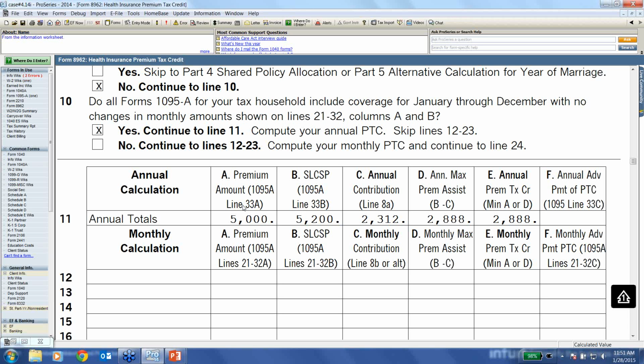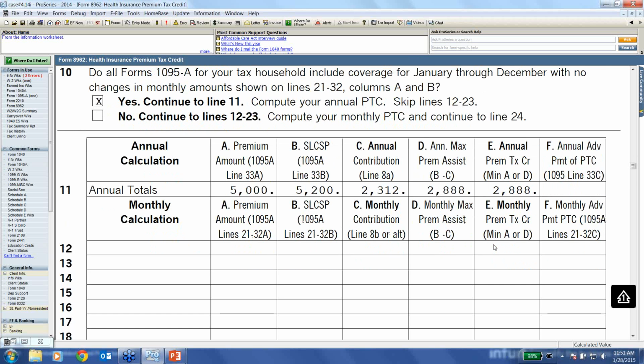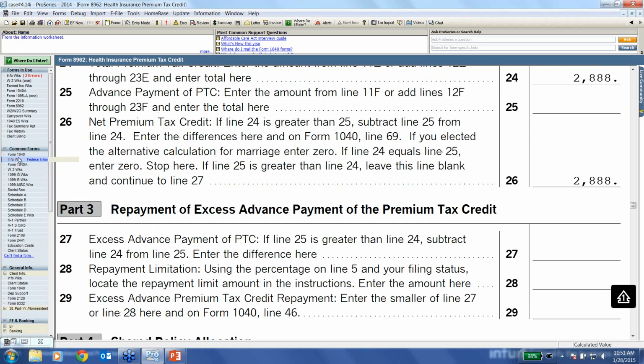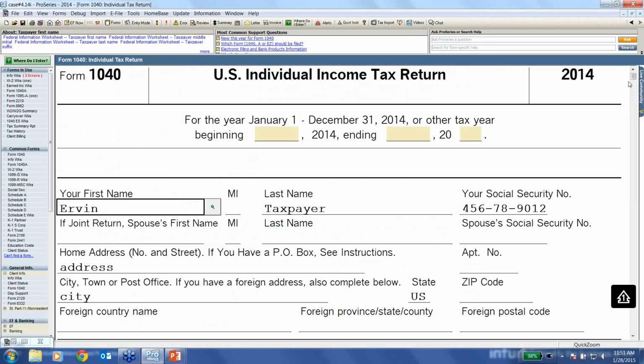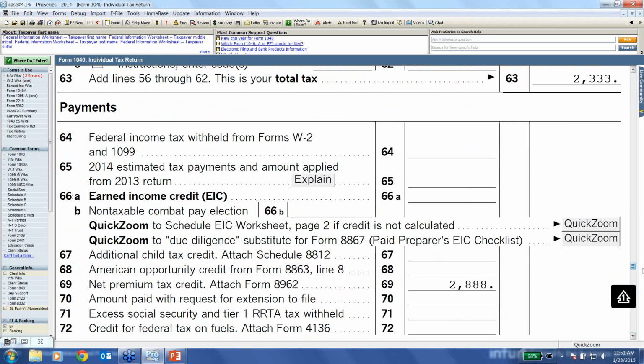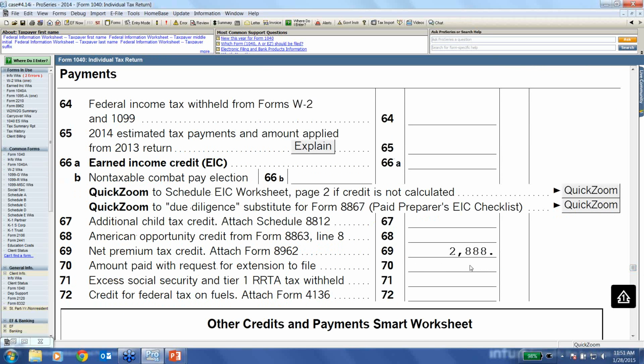That's less than the premium, which would be the cap. So our premium tax credit is $2,888. Scan all the way down, and that's going to be our net premium tax credit. We didn't receive any upfront subsidies. And we go over to the 1040, down to the refundable credit section or payments. Net premium tax credit, $2,888. So that's a refundable credit that the taxpayer deserves.